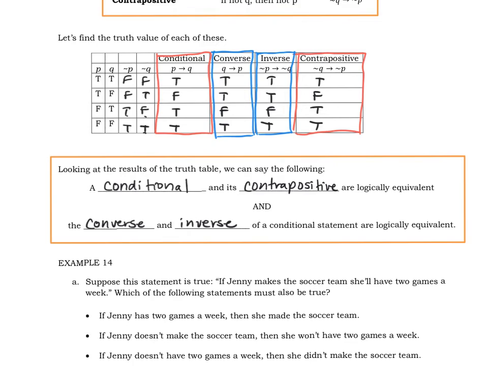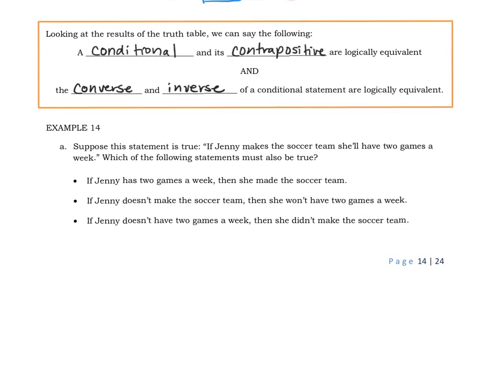So let's look at example 14. Suppose a statement is true: if Jenny makes the soccer team. Let's go ahead and let S stand for the soccer team. So if Jenny makes the soccer team, then she'll have 2 games a week. Let's let G stand for games. So it looks like everything in this conditional is stated in the positive. All right? So let's see if we can write the next 3 statements symbolically. If Jenny has 2 games a week, so it looks like we have a G, then she made the soccer team. If G, then S.